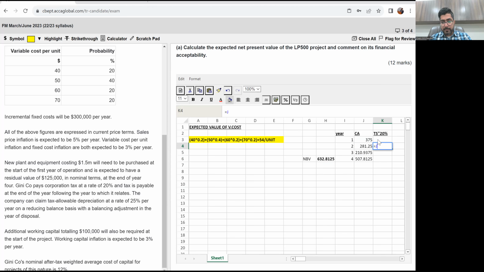Year two, J3 asterisk 0.25. This is the savings figure. You can drag it till year 5. Sorry, I think it's 0.2.